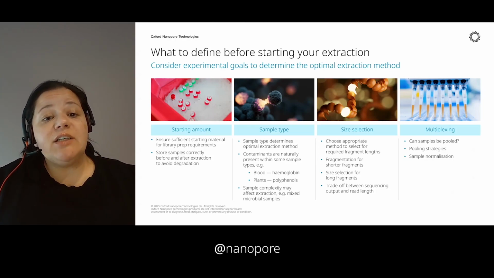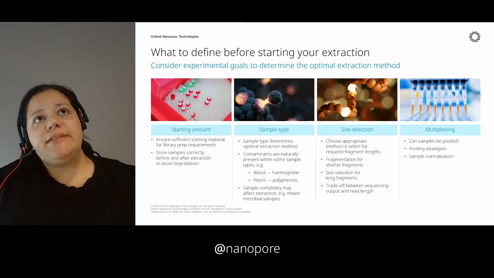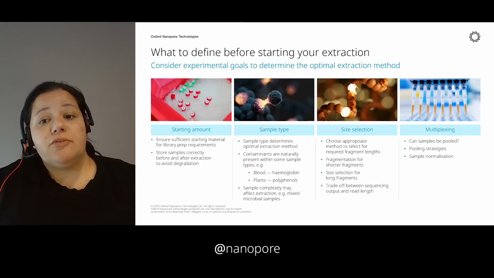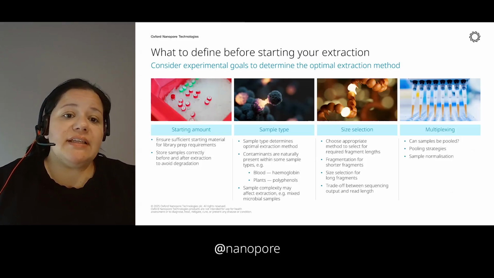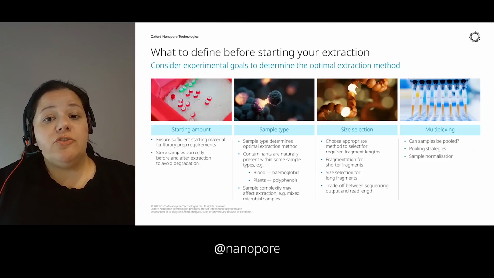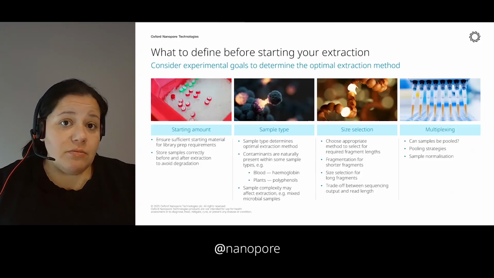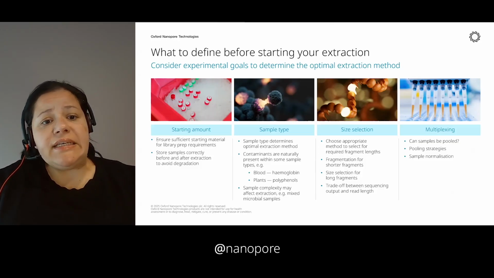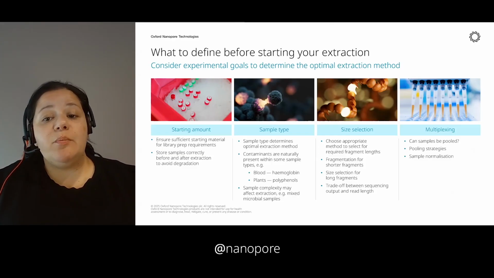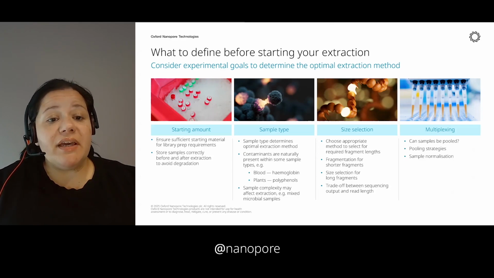And then there are samples that just naturally contain some contaminants or anything that can be carried over. So, for instance, blood has a lot of globin. So, if you are extracting RNA from blood, then you will want to deplete the hemoglobin so that it won't dominate the reads you are generating. Some samples might have an extra layer of complexity. So for instance, mixed microbial samples might require specific methods.